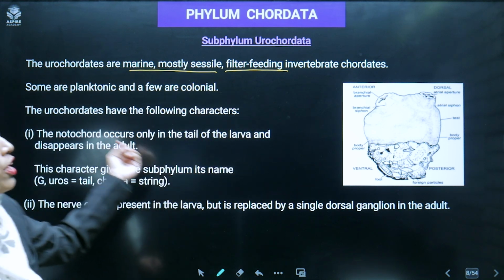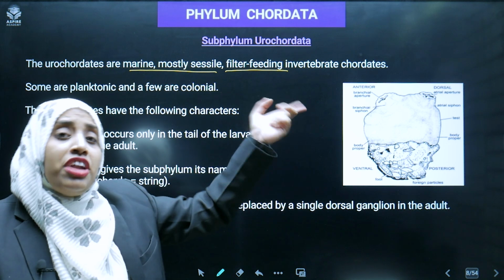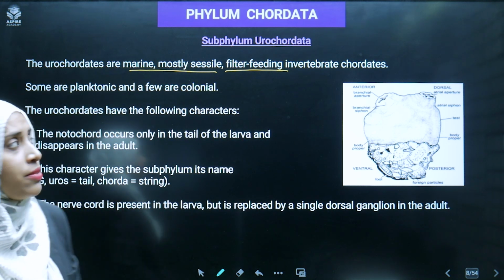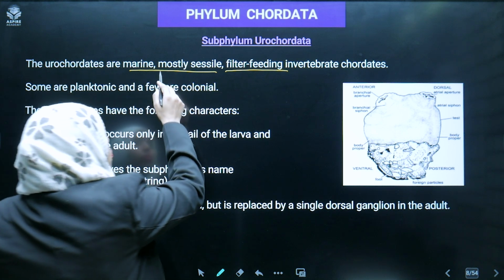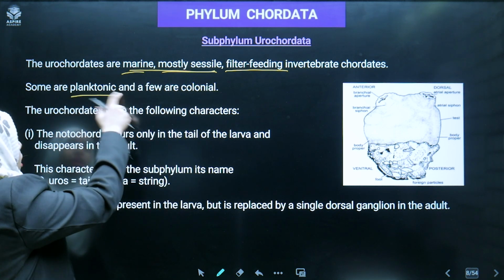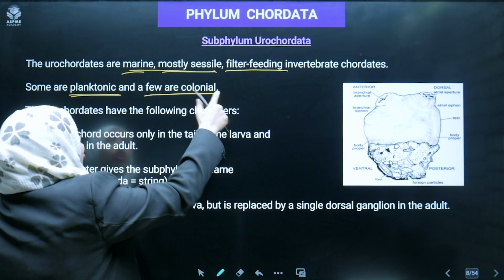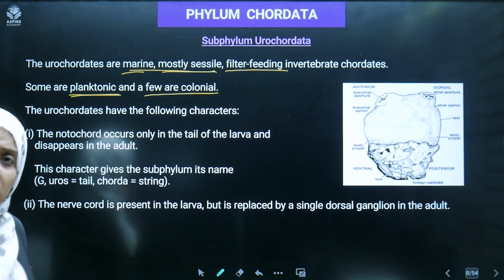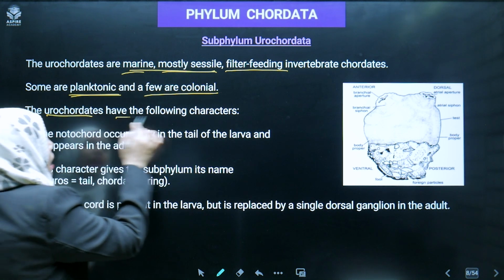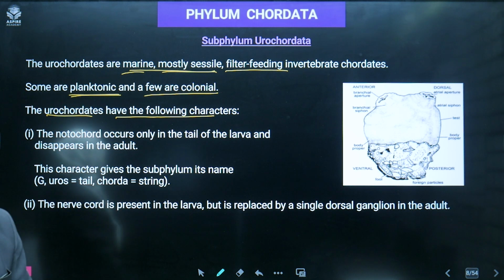तो simply we can call it, पूरी तरह से ये chordate तो है नहीं, so simply we can call it invertebrate chordate या simply protochordates, and they are filter feeding, mostly sessile, marine, ठीक है। Some are planktonic, प्लैंकटन पे फीड करते हैं, and few are colonial, कॉलोनीज के फॉर्म में भी प्रेजेंट होते हैं, ओके। सो यूरोकॉर्डेटा हैव द फॉलोइंग कैरेक्टरिस्टिक्स। व्हाट आर द मोस्ट इंपॉर्टेंट कैरेक्टरिस्टिक्स?